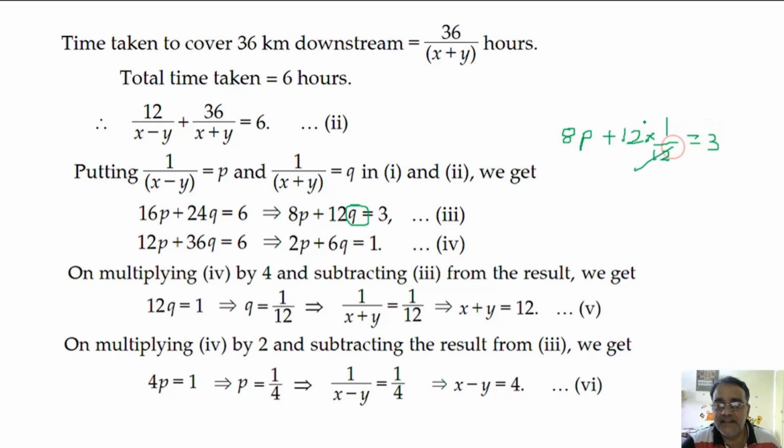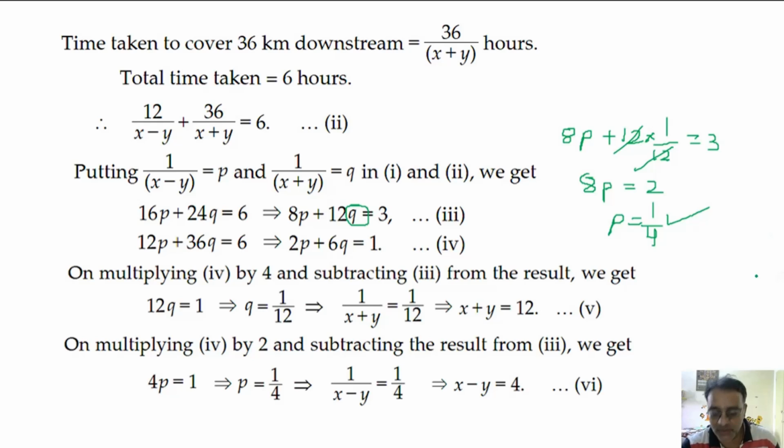So this 2 will be cancelled, and what we are getting, 8P is equals to 3 minus 1, that is 2. So P is equals to 2 by 8, that is 1 by 4. So in this way also you can do. I think this is the best way, substitution. Instead of solving 2 times, the substitution will be the good one. So दोनों मेथड से हम लोग का हो गया.